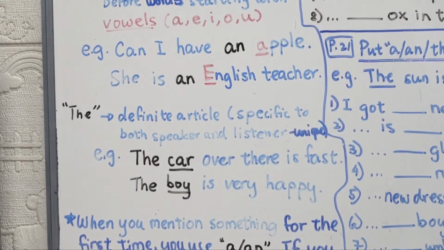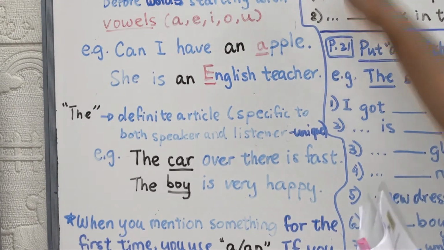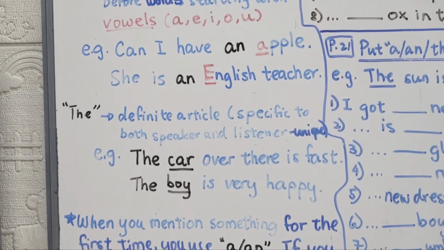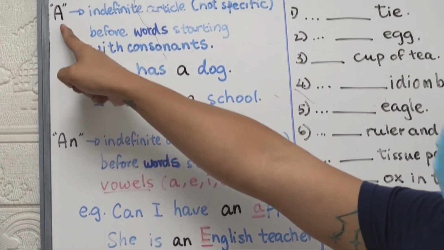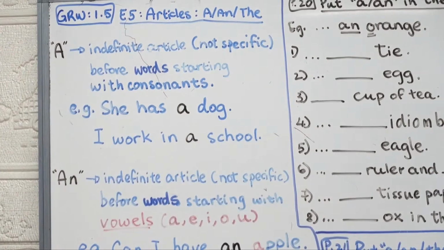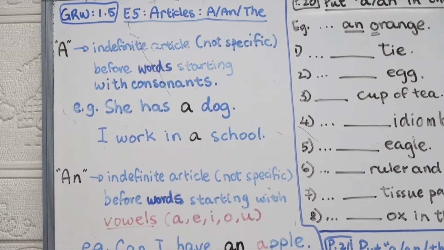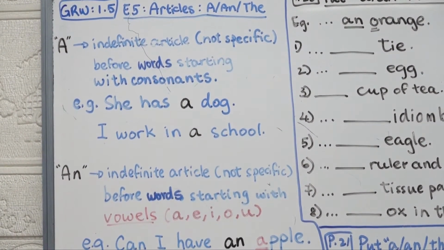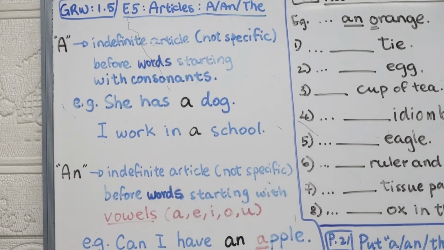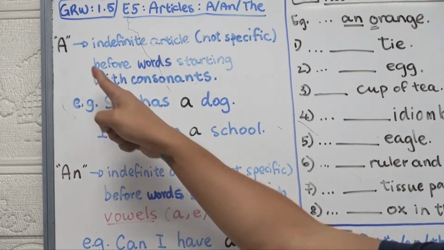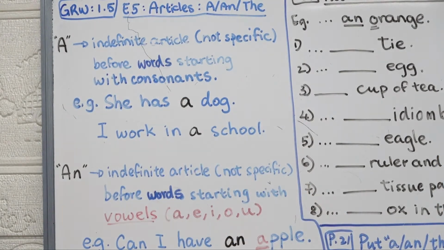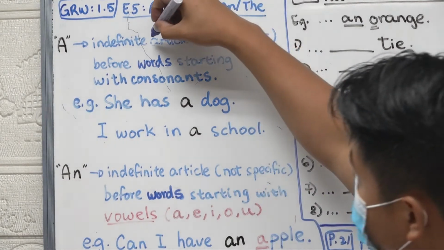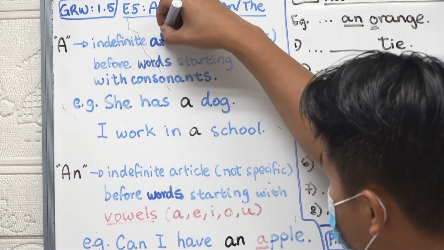Now, can I please bring your attention to the whiteboard? Now, I'll try to explain it in a better way. All right, so here we have a, right? So a. Now, when do we use a? A is to be used with words that begin or start with consonants. Now, it's important to know that a is an indefinite article. Indefinite article. All right, so this word might be tricky to some of you.